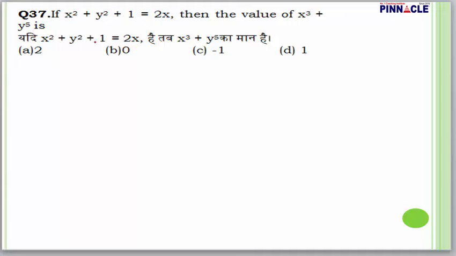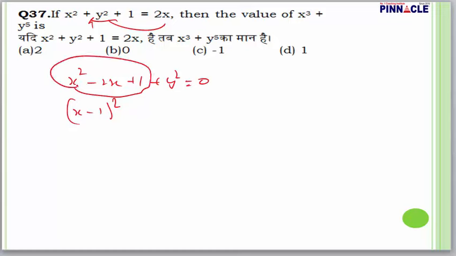Question number 37. Here it is given x square plus y square plus 1 is equal to 2x. Then what would be the value of this expression? Now see from this, x square minus 2x plus 1 plus y square is equal to 0. We have brought 2x to this side. This is equal to x minus 1 whole square, because if you open this bracket, you will find this. Plus y square is equal to 0.